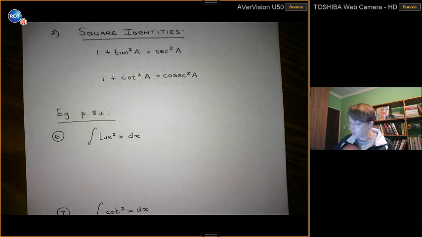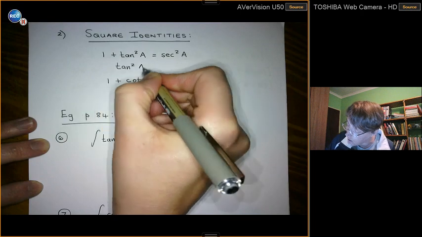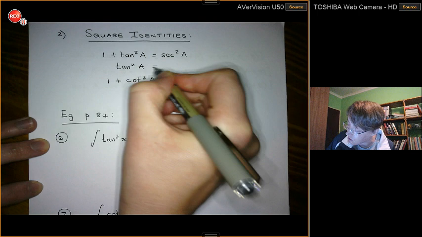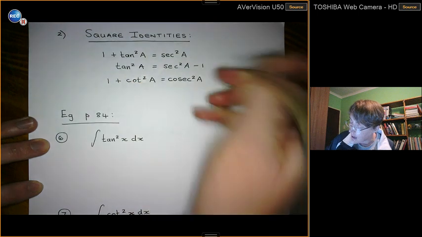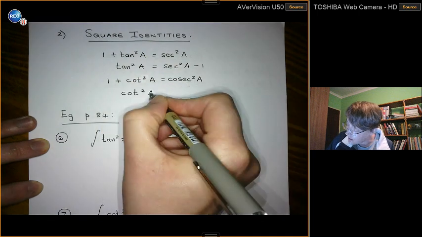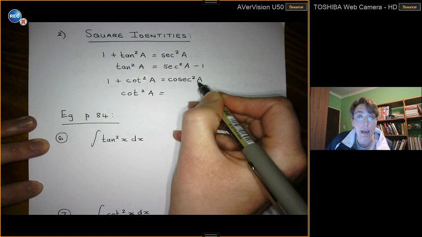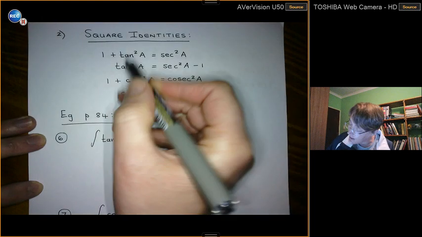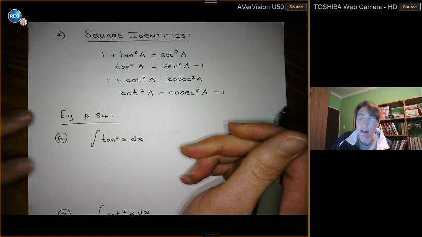Now, again, unfortunately, we are not going to use them as is. We're going to have to manipulate them slightly in order to use them in trig integration. This one is a pretty easy manipulation. We're just going to state that tan squared a is equal to sec squared a minus 1. And for this little one, we're also going to say cot squared a is equal to cosec squared a minus 1. So these are the variations that we're going to use. But like I said, they're not available on your information booklet. You have to know to manipulate them in order to use them.